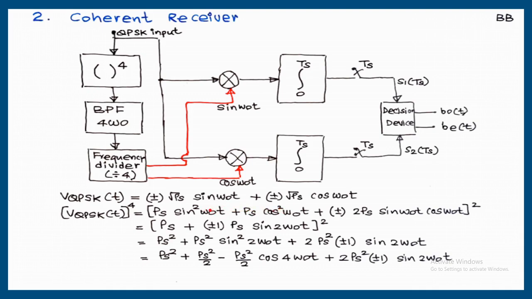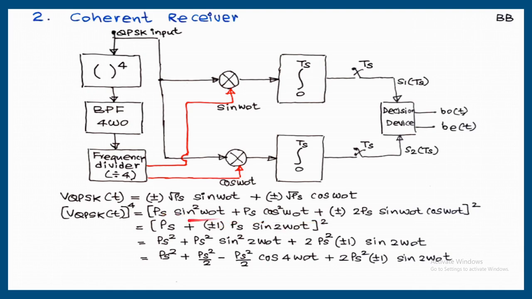Because addition of these two will become 1. So the next remaining part is plus or minus 1 Ps sine 2 omega 0 t. If this plus or minus 1 is not there, then this signal can be used for regenerating the carrier. But that is not the case here. With sine 2 omega 0 t, there is a plus or minus 1. So this can be again cancelled using the second square.